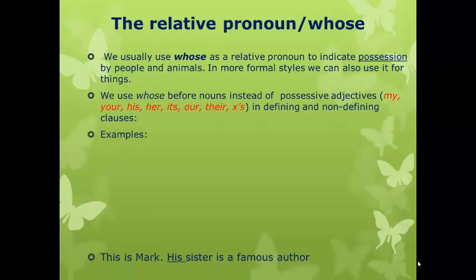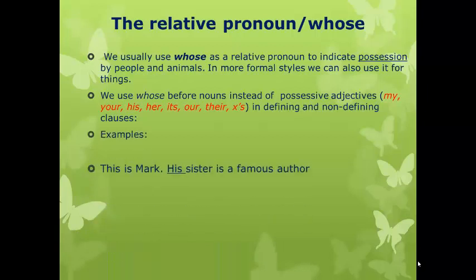Examples. This is Mark. His sister is a famous author. As you can see, we have two sentences. This is Mark. The second one, his sister is a famous author. To join them using this relative pronoun, you are supposed to delete the possessive adjective here and to omit the period or full stop. Let's see how.